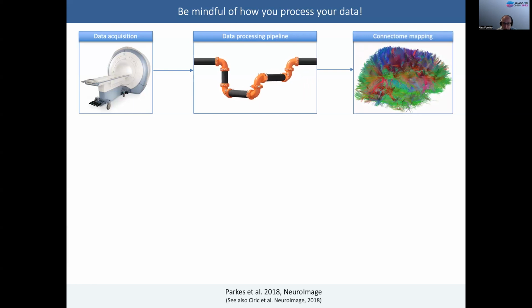Now, the data processing pipeline, this step in the middle here, is really critical. And in both functional and diffusion imaging, these processing pipelines are very complicated. They involve lots of steps, and at each step we need to make lots of different choices. And the choices we make often affect the final outcome.